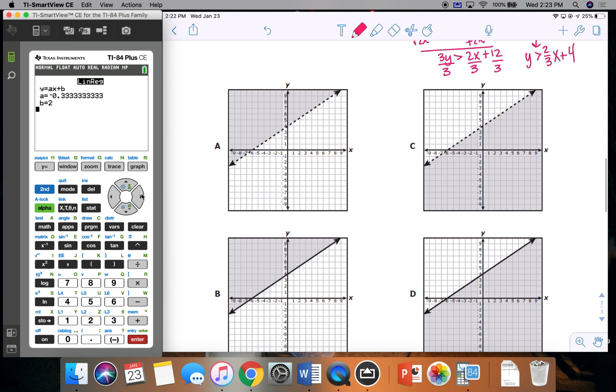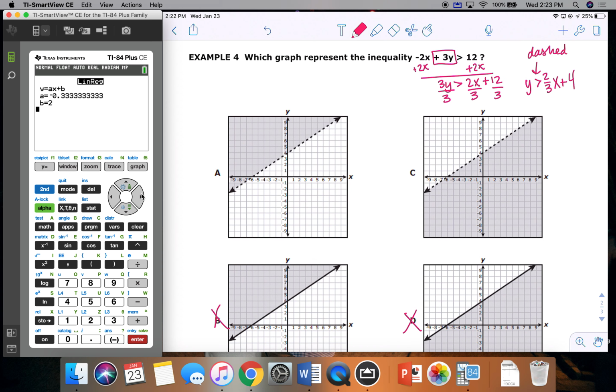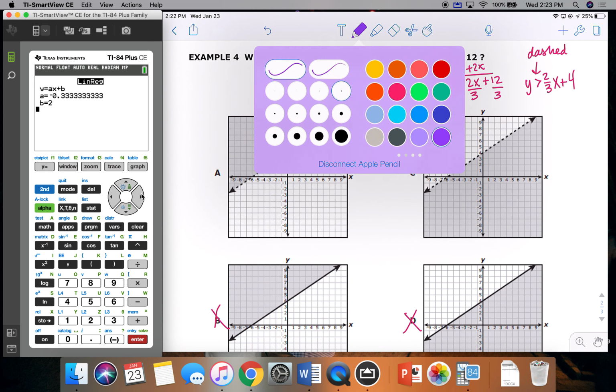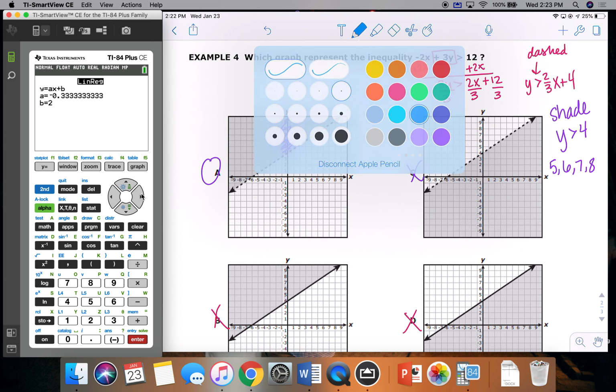So let me see if I can take out any answer choices. Oh, good. B and D. And then A and C, if you notice, the only difference is the shading. So with the shading, I have y is greater than 4. Numbers greater than 4 are 5, 6, 7, 8. So the shading needs to be above 4 or greater than 4.